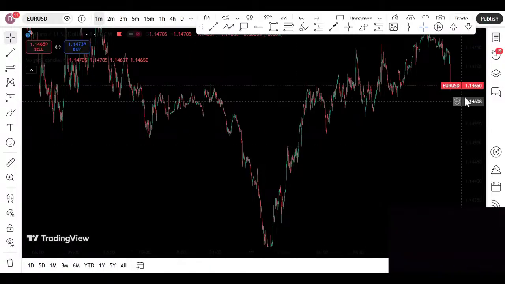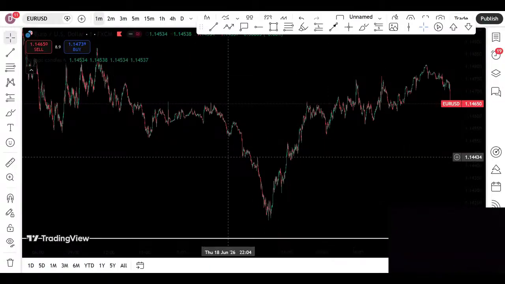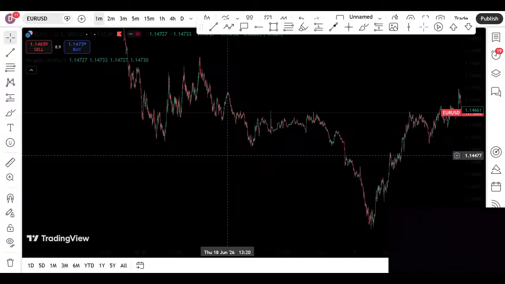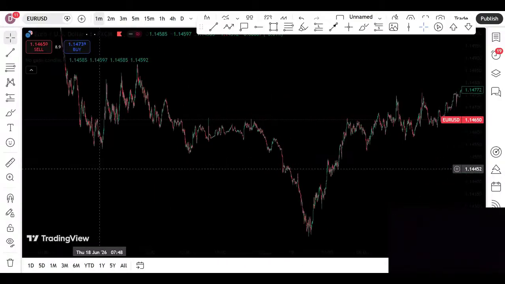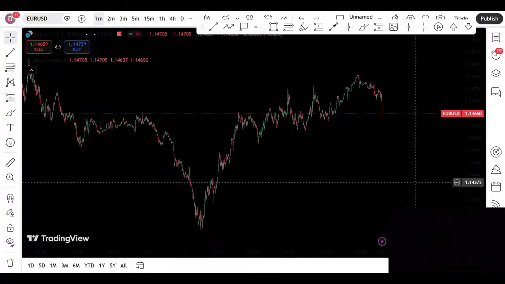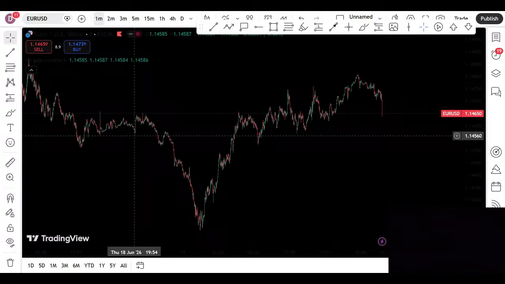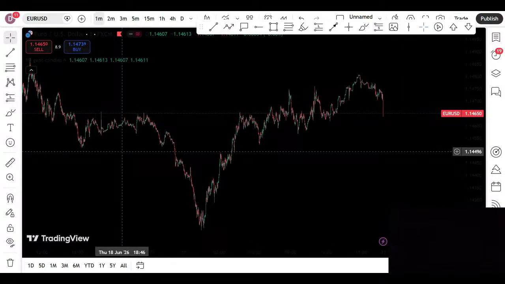So what we're going to do is backtest the previous week's data. It's a few hours to market open this week. But what we're going to do is backtest the previous week and look at the possible entries that we could have taken in the New York session.